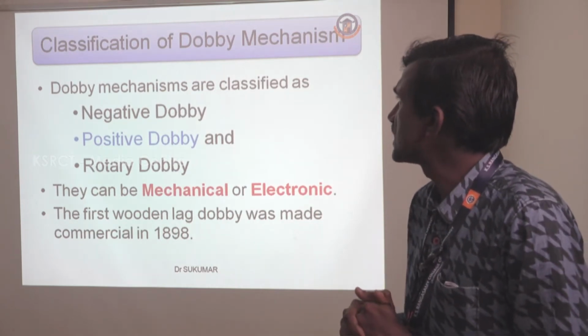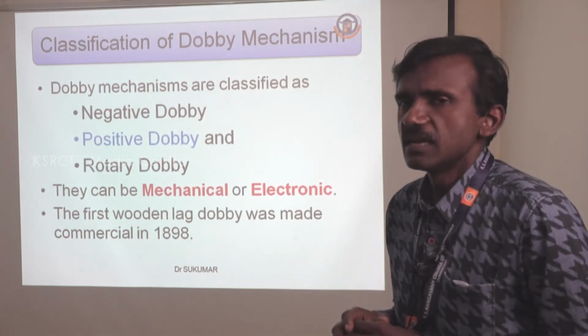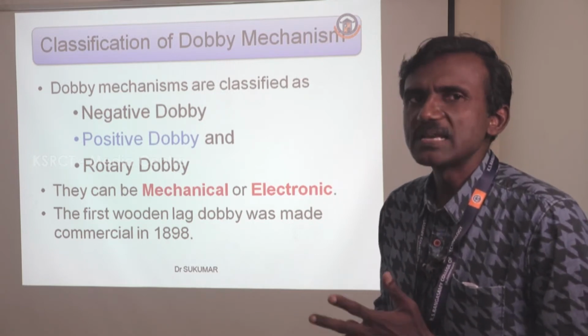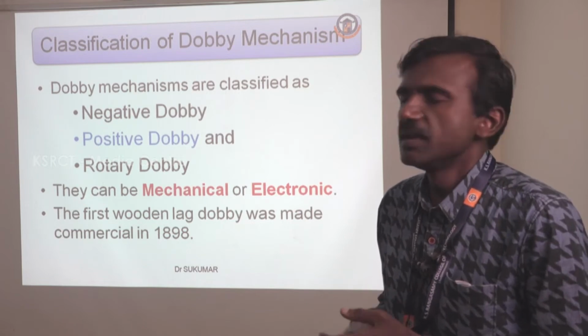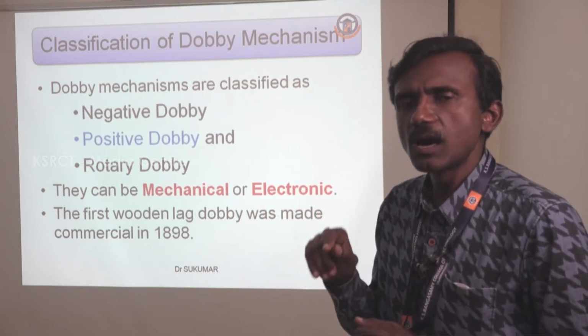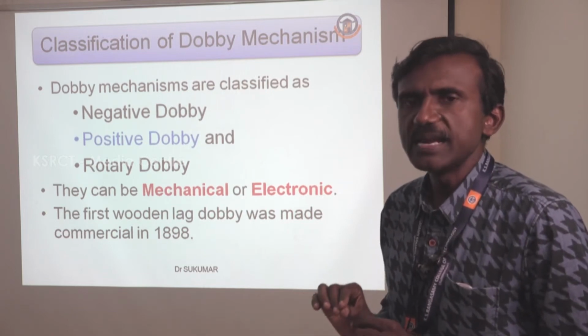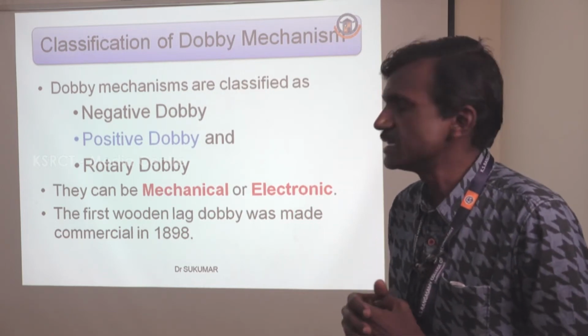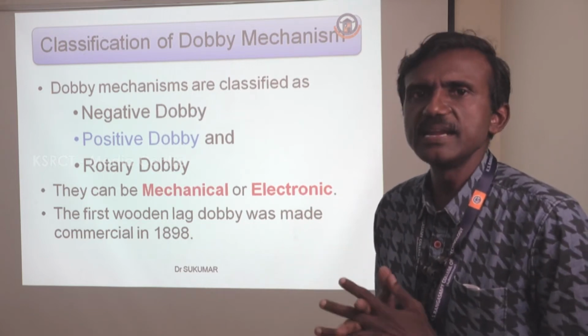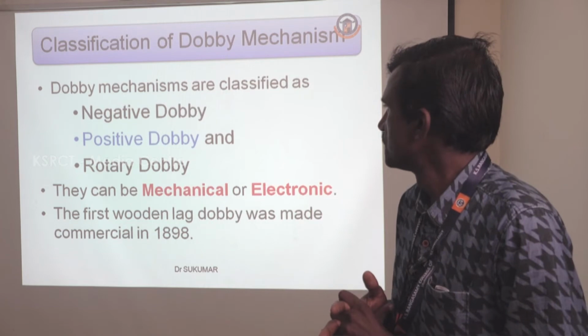In the classification of Dobby mechanisms, the Dobby is classified into 3 types: negative mechanism, positive mechanism, and rotary mechanism. In the negative mechanism, as I said, either the rising or lowering is done with the help of a mechanical device. In the positive mechanism, both the rising and lowering of the heald shaft are done simultaneously with the help of the mechanism.